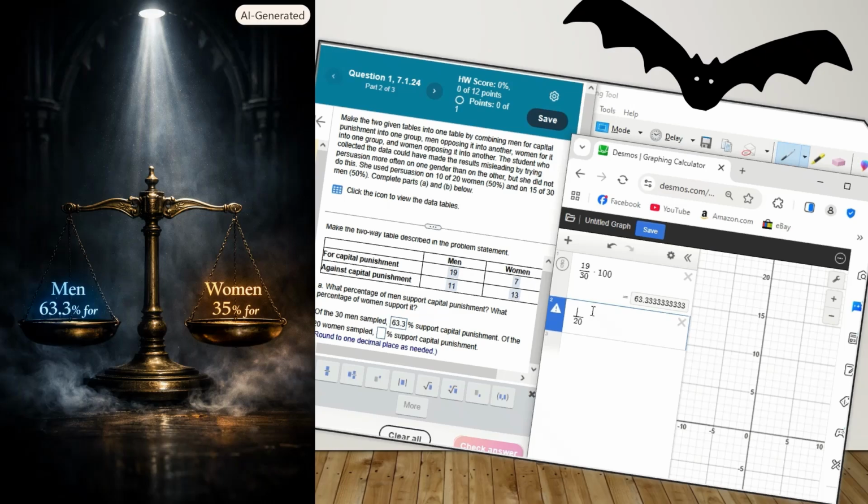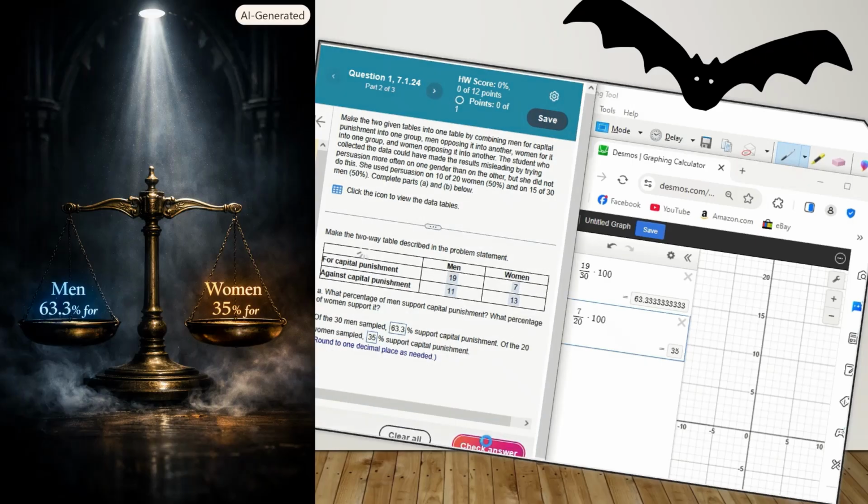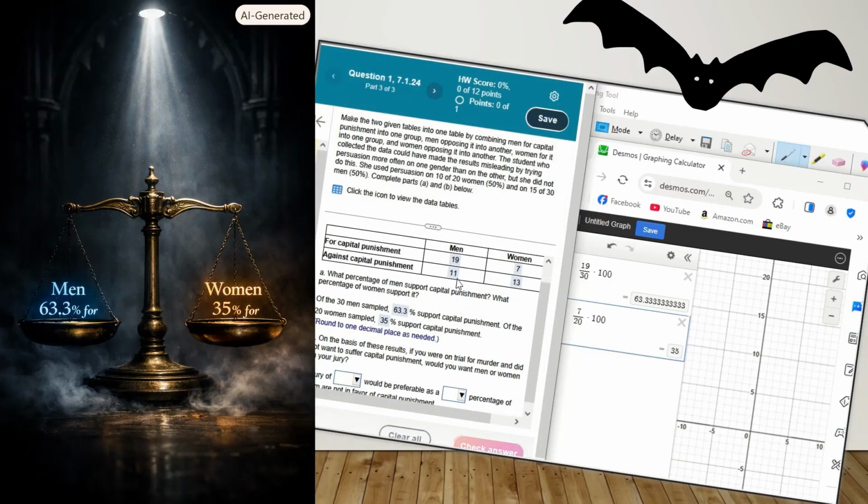It's going to be out of 20. And there's 7 who are supporting capital punishment, and it wants a percentage, so we multiply it by 100, so that would be 35. Let's check our answer. So far, so good.